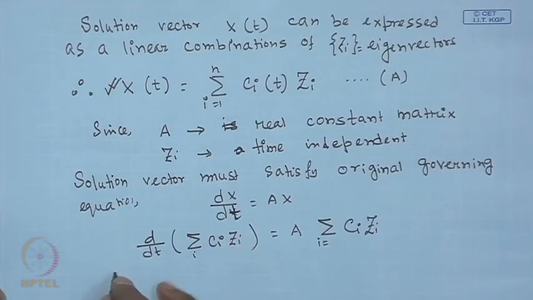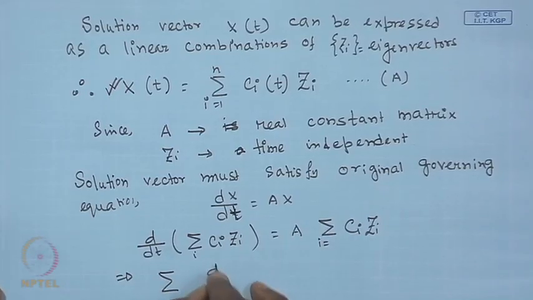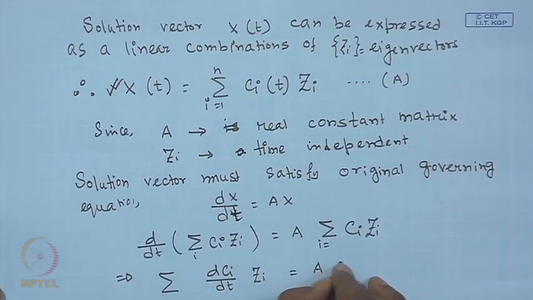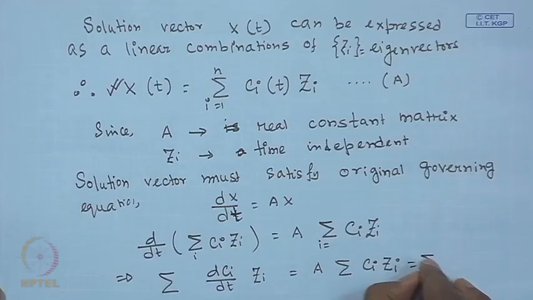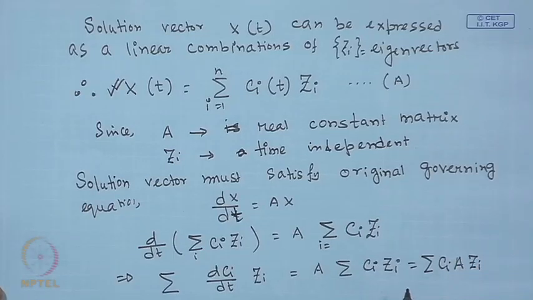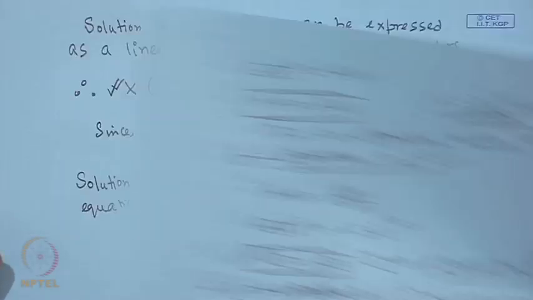So, therefore, since z is independent of time, this will be nothing but summation dc_i/dt z_i plus summation c_i A z_i. Here c_i is a scalar multiplier, which may be time dependent, so c_i will be out. So, we have already seen a few minutes back that A z_i is nothing but lambda_i z_i. So, we substitute that here.